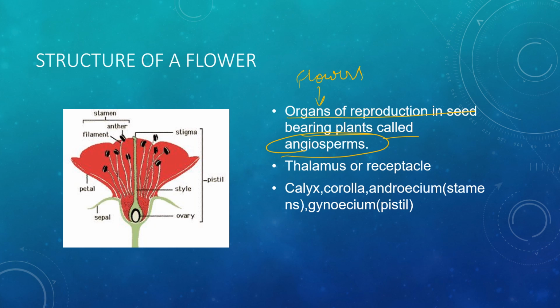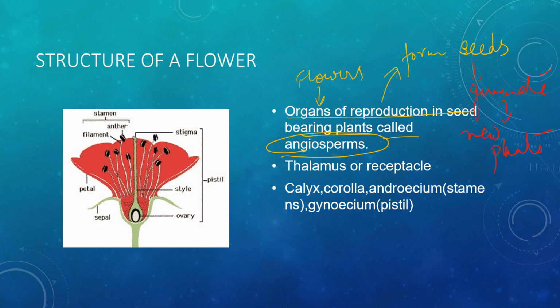Now, what is the function of the flower? The main function of the flower is to form seeds, and the seeds germinate and develop into new plants. In different plants the flowers differ in size, shape and color, but the most common structure is the same.